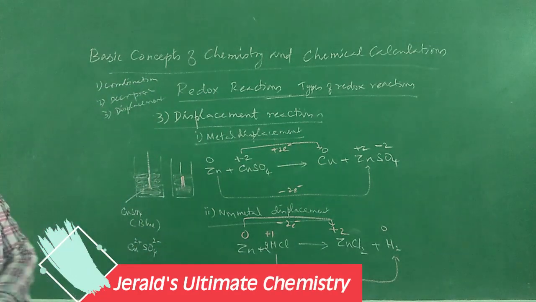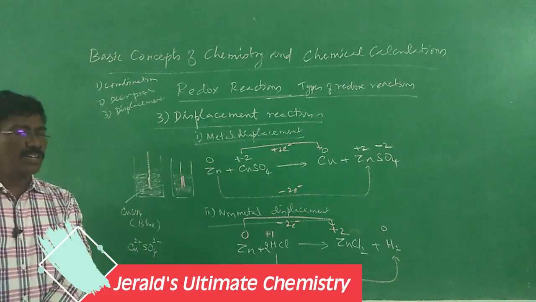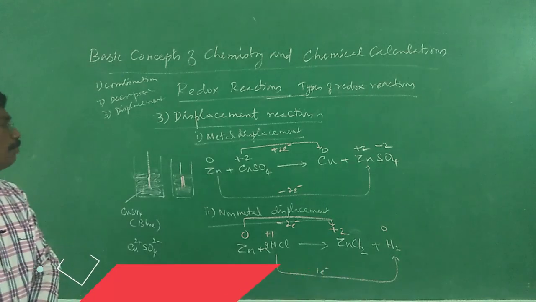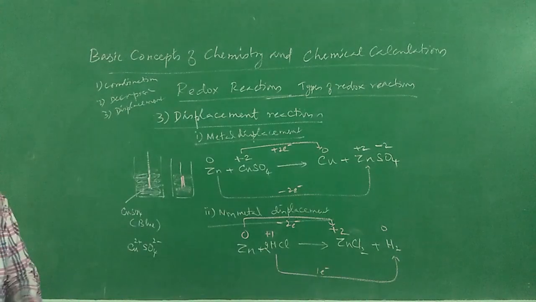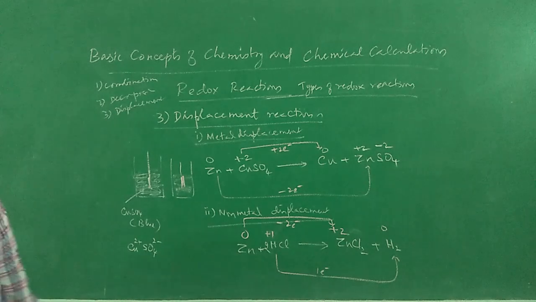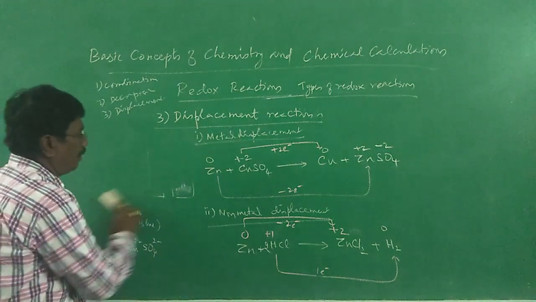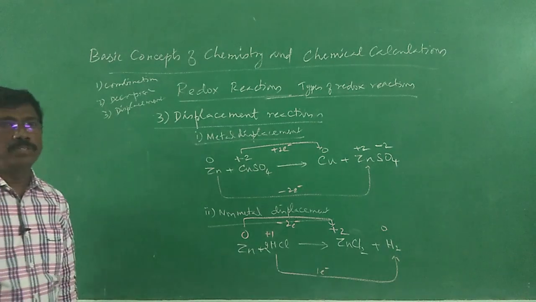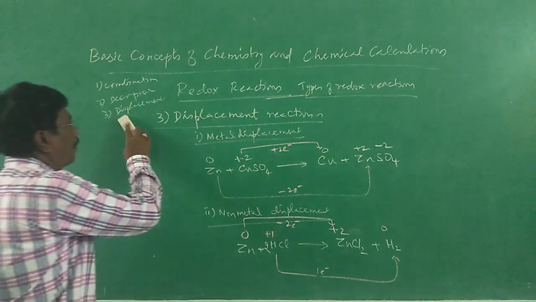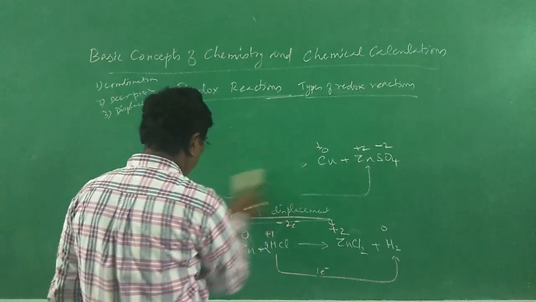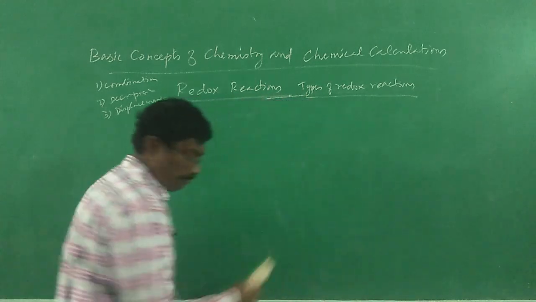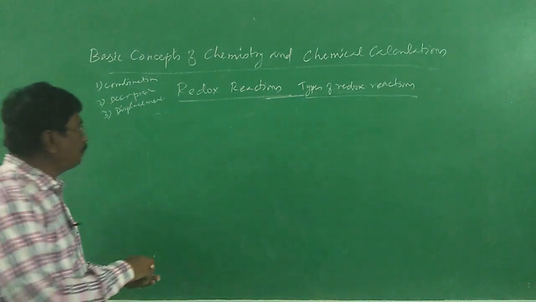So metal displacement as well as non-metal displacement. In both these reactions, redox reaction has happened. Oxidation as well as reduction took place simultaneously. Therefore, we say displacement reaction involving redox. Then next type, after displacement, is disproportionation reaction. Next one, disproportionation. What is disproportionation reaction?